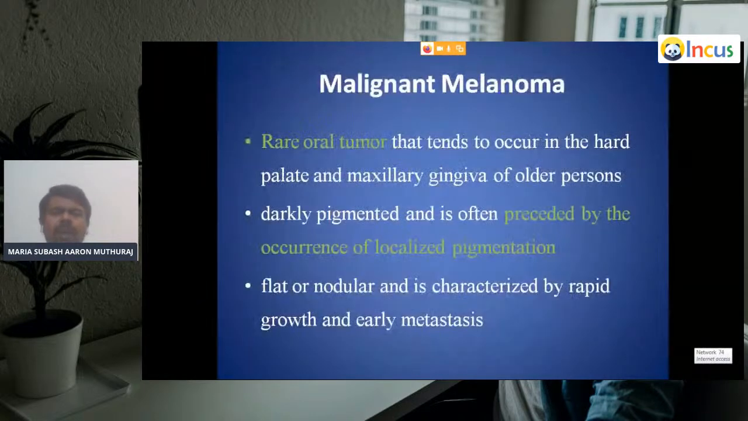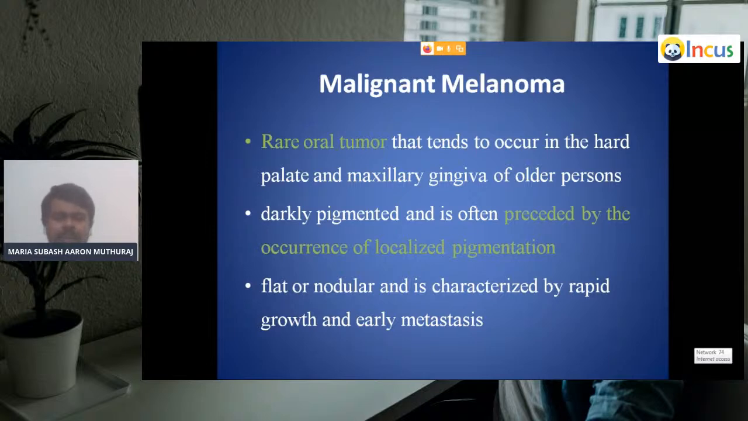Next is the malignant melanoma. It is a rare oral tumor that tends to occur in the hard palate. Squamous cell carcinoma more commonly pertains to the gingival area, whereas malignant melanoma is present in the hard palate as well as the maxillary gingiva of older persons.